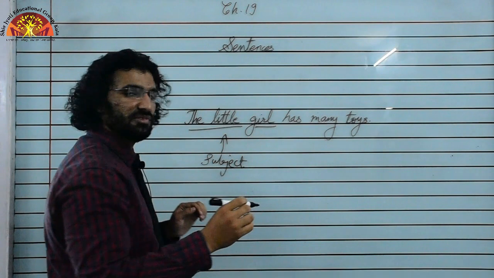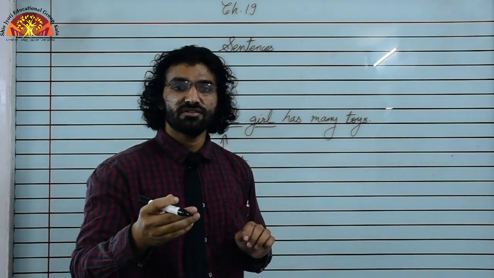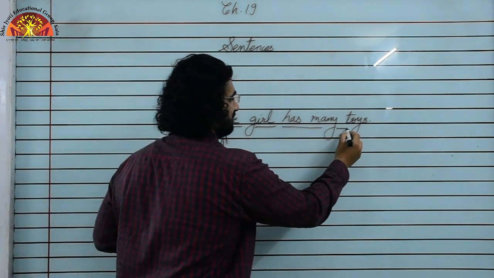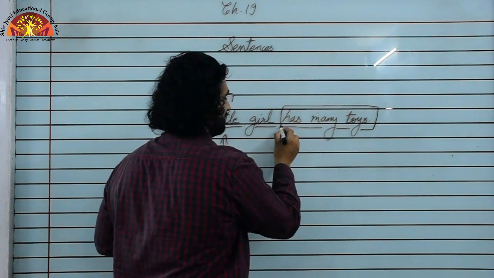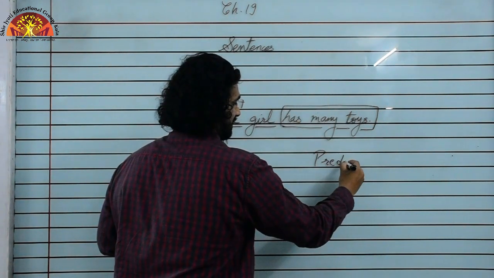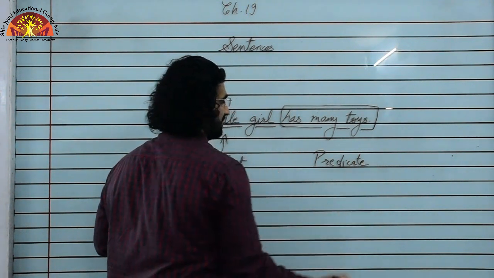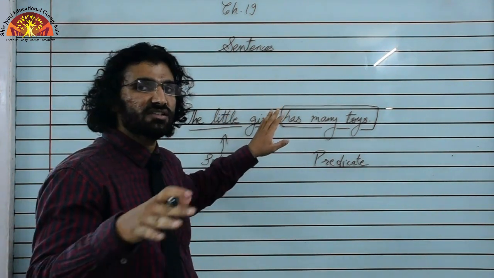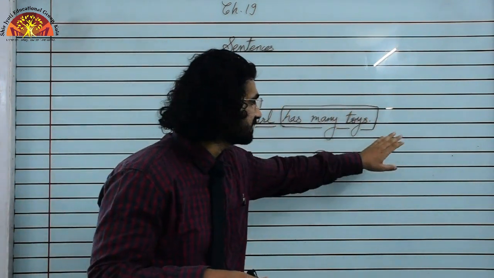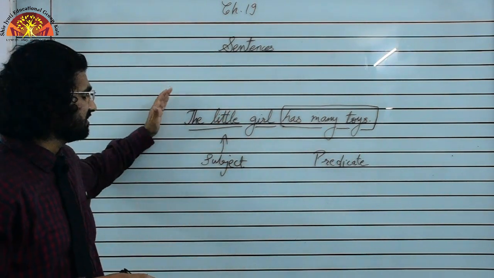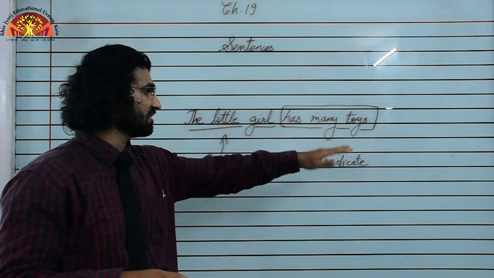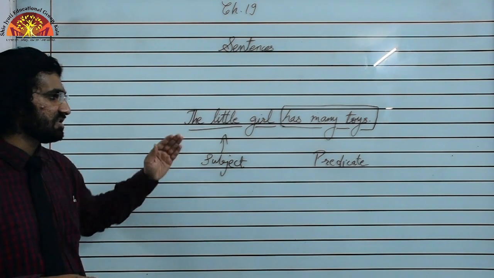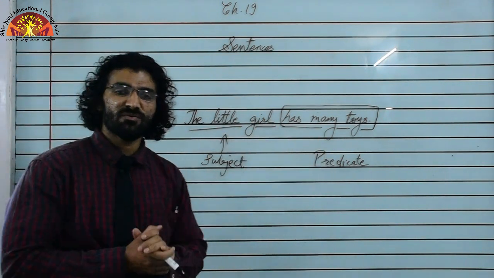And what is a predicate? Predicate is something that tells us about the subject. The subject is the little girl and has many toys is the predicate. If we didn't have this predicate here, imagine the sentence: the little girl. That wouldn't be a sentence at all. The little girl has many toys. Now it's a sentence, and in this sentence the little girl is the subject, has many toys is the predicate. This predicate is telling us about this subject, that this girl has many toys.